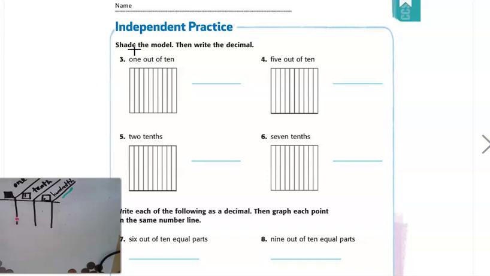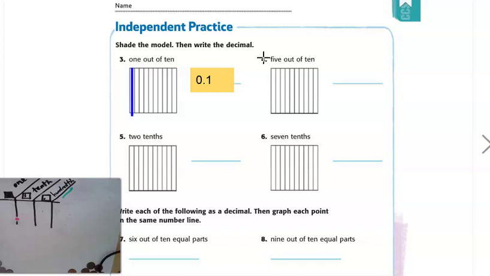Okay, so we're going to shade the model and write the decimal. If we're shading 1 out of 10, I'm going to shade 1. Look how easy that is. And if I want to write the decimal, I'm going to write 0 ones and 1 tenth. And that's how it's written.